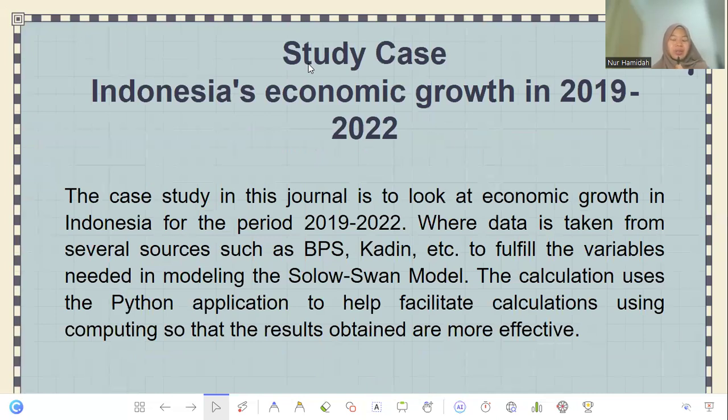So next is the case study: Indonesia economic growth in 2019 to 2022. The case study in this journal looks at economic growth in Indonesia for the period 2019 until 2022, where data is taken from several sources such as BPS or Badan Pusat Statistika, Kadin, and etc. to fulfill the variables needed in modeling the Solow-Swan model. The calculation uses the Python application to make computing more effective.